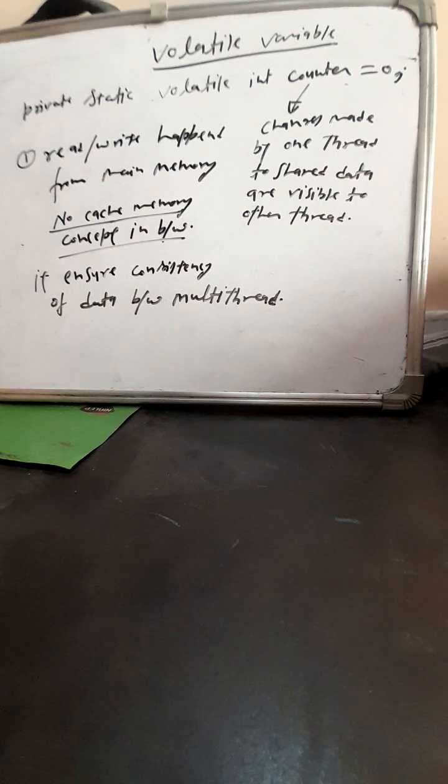Okay, so we are talking about the volatile variable here, and in this case we are sharing the variable between multiple threads. Suppose we have a counter variable, and just assume that we are sharing this counter variable between multiple threads, and we don't want to use any synchronized block here, okay?